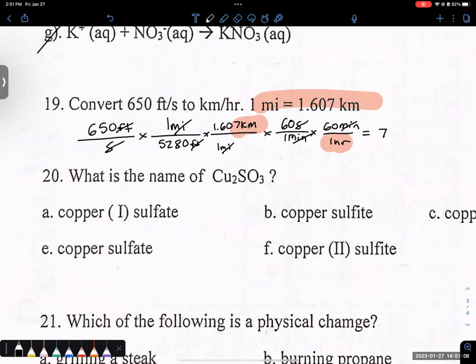So it's going to be 710. So the answer you get in the calculator is 712.19, but we're going to take this to 710 when we take into consideration our sig figs, and you get kilometers per hour.